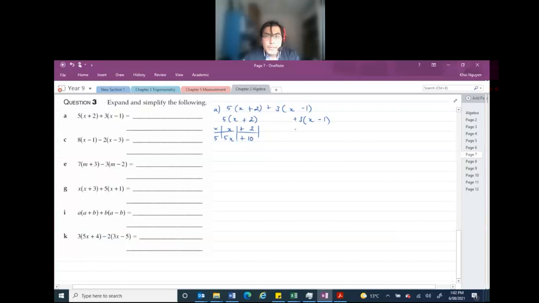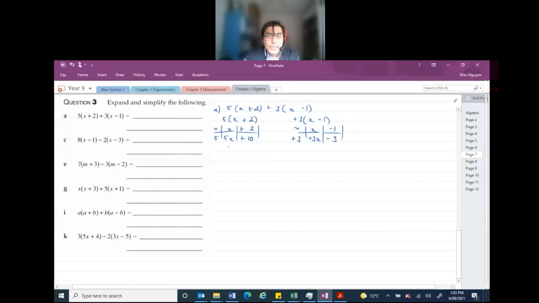Then this one here, do the same thing. Plus 3 on the outside, x minus 1 on the inside. Plus 3 times x is plus 3x. Plus 3 times negative 1. Positive and negative is a negative. 3 times 1 is 3.